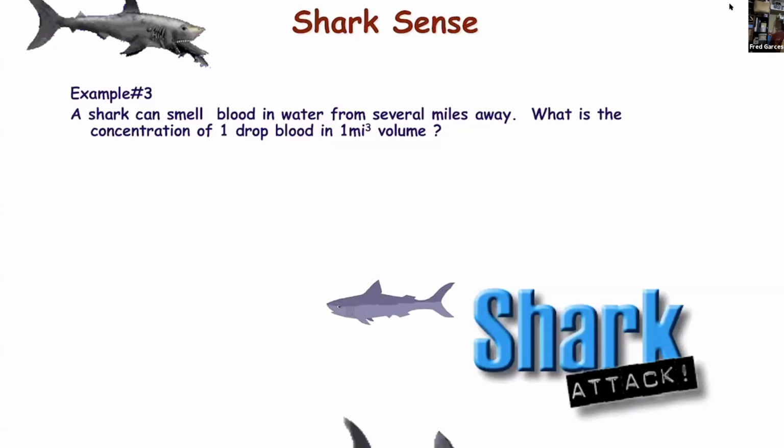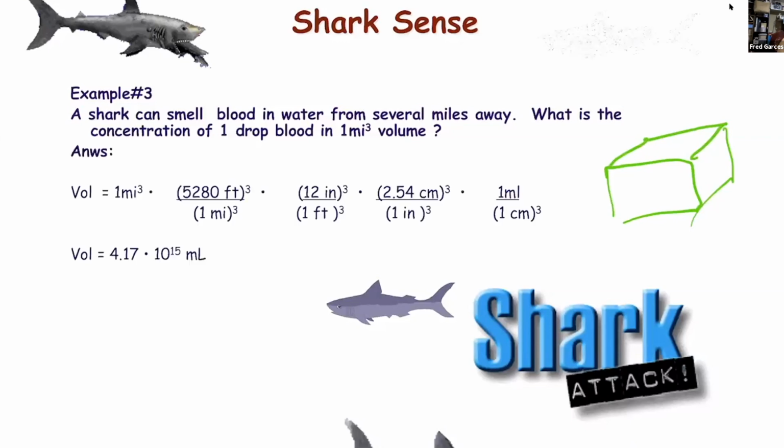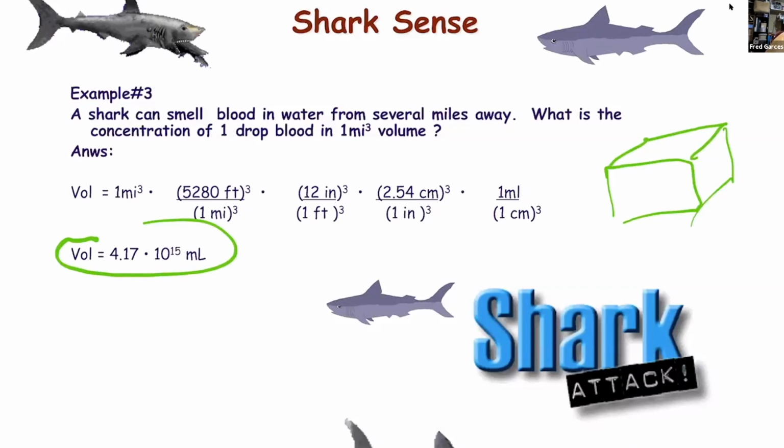If you have a mile cube, what is that volume? Well, there's 5280 feet in 1 mile, so you can do the conversion right here. What you find out is that a mile cube is 4.17 times 10 to the 15 milliliters. You guys can do that. Just remember the conversion factors and do dimensional analysis.